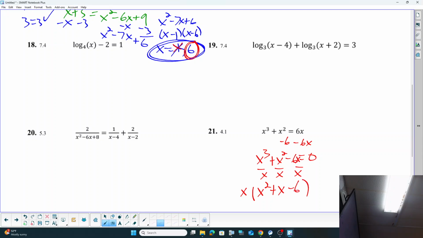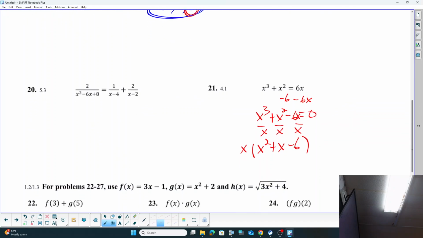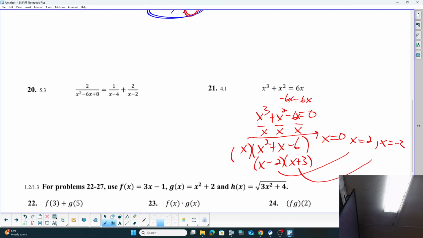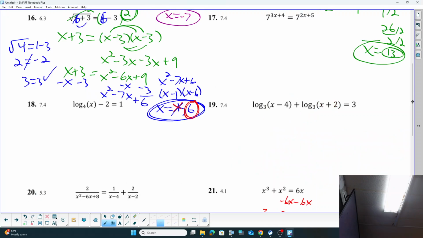There we go. So we pulled out a GCF. We got negative 6 on the other side. And then we pulled out a GCF, and we're going to factor some more. So probably 2 times 3. The middle term sign goes with the bigger number. So now we have 3 factors to worry about. 3x minus 2x is 1x. So from this one we have x equals 0, from this one we have x equals positive 2, and from this one we have x equals negative 3.